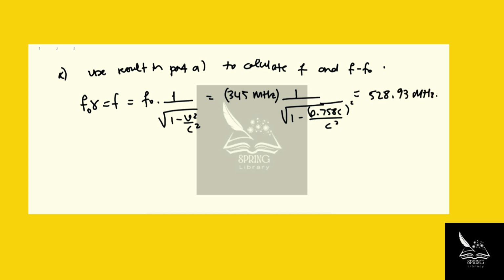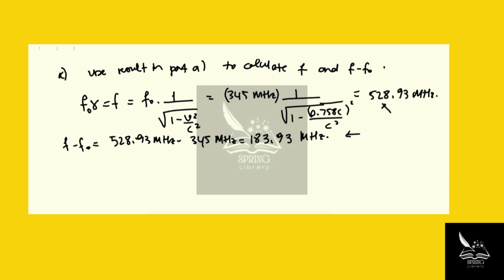What we have is 528.93 megahertz. Now let's look at the shift. The shift is going to be 528.93 megahertz minus 345 megahertz, which happens to be 183.93 megahertz. This is the shift. We got this shift and the frequency using the formula that we derived in part A. And now we're going to compare this method to the method that we used in part B.